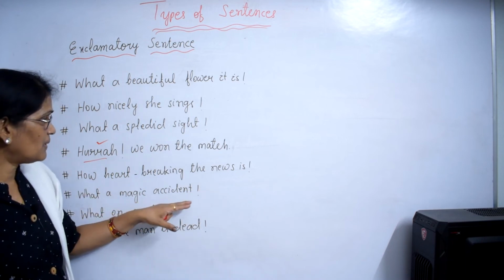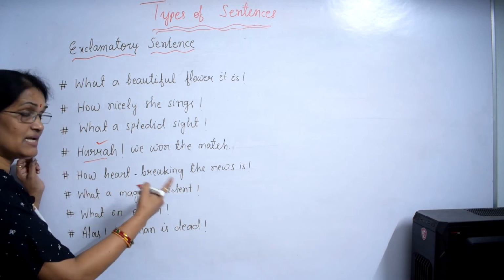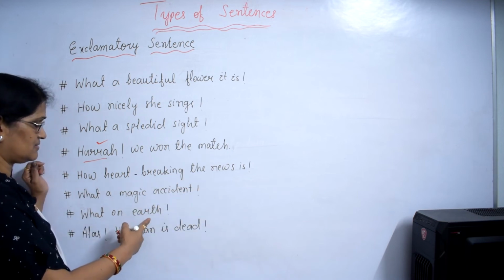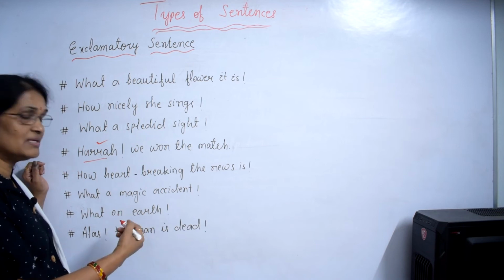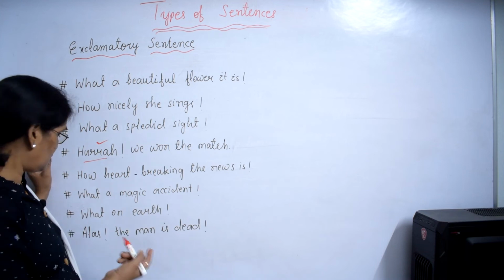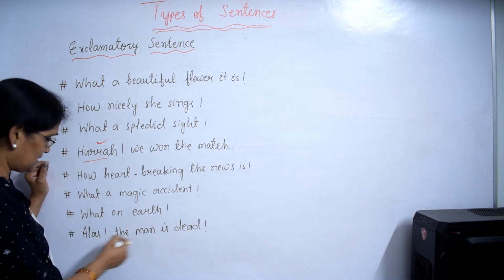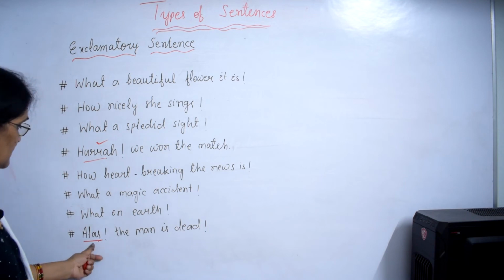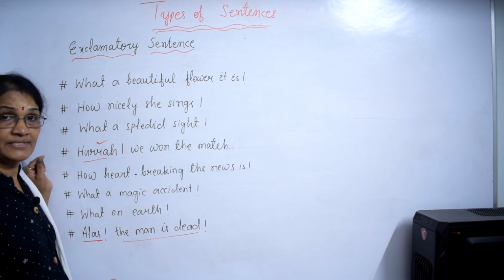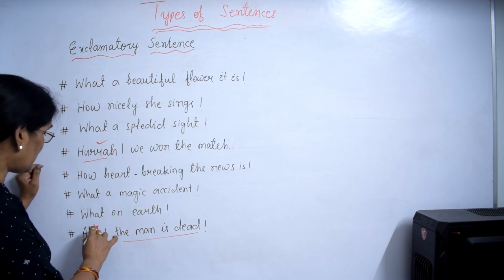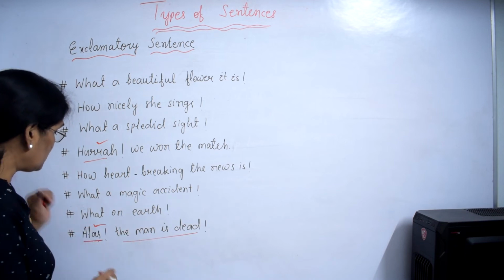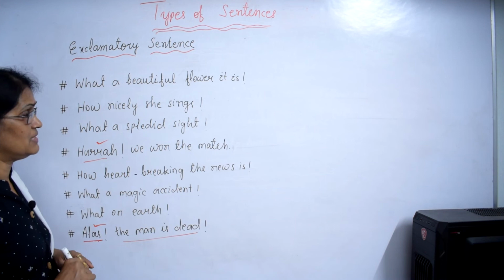The sentence is not one complete sentence. What a tragic accident means what a tragic accident it is. What on earth. What on earth is going on in there? Alas, the man is dead. It is the news of regret. So it shows what? In such words we express our feeling. So when we use these words we put an exclamation symbol.